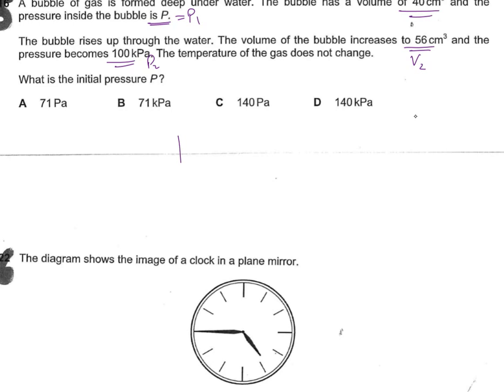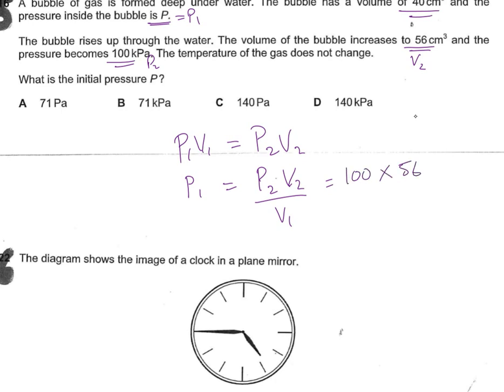So P1 V1 equals P2 V2. I'm looking for P1, so P1 is equal to pressure 2 times volume 2, divided by volume 1. That equals 100 times this, kilopascal, divided by 40. This will give me 140 kilopascal, and that is the answer here.